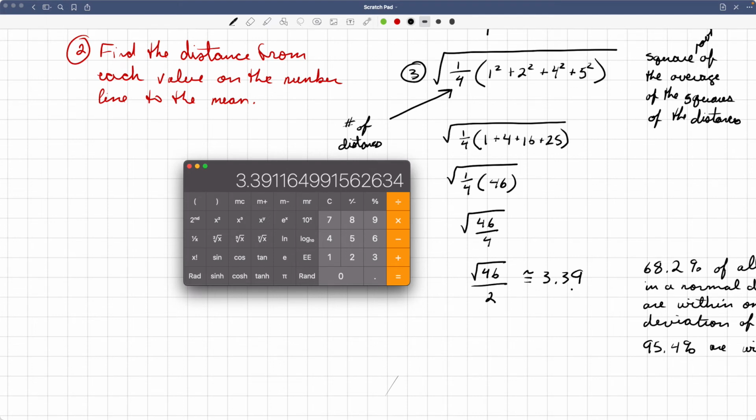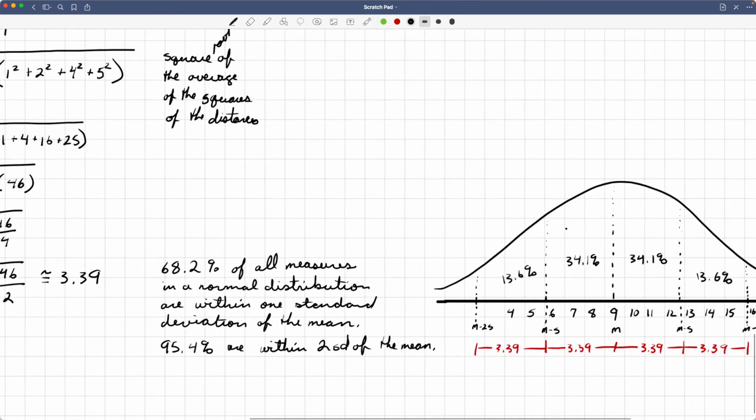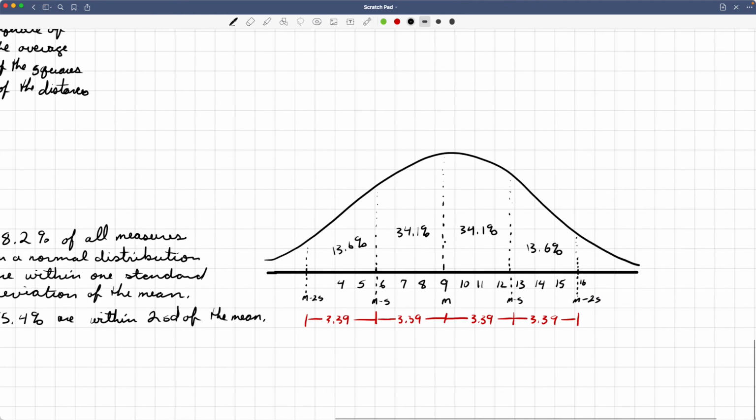So then what we do is we take that standard deviation over to our chart, and we start at the mean, which is 9, and we measure 3.39 to the right, and we indicate that 34.1% of our numbers are going to land here. And then we go to the left of our mean, and that's another 34.1% for a total of 68.2%. So that's one standard deviation away from the mean on either side.